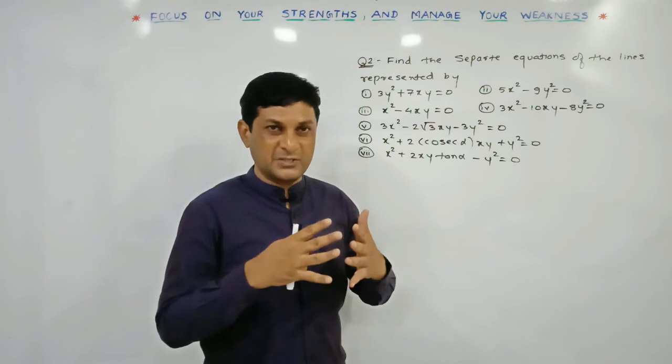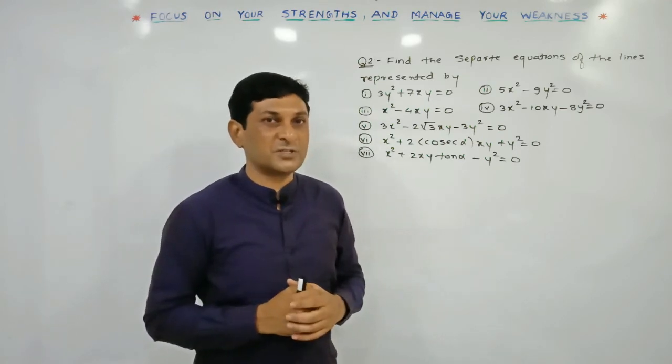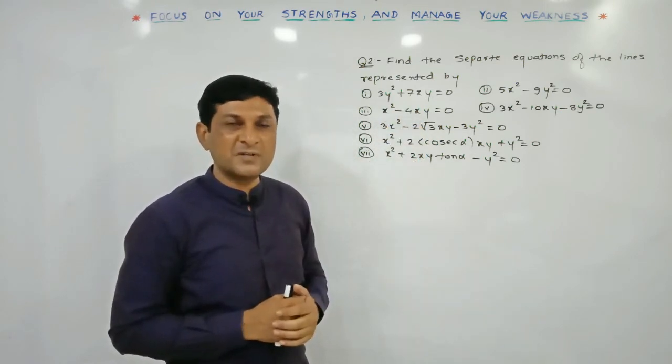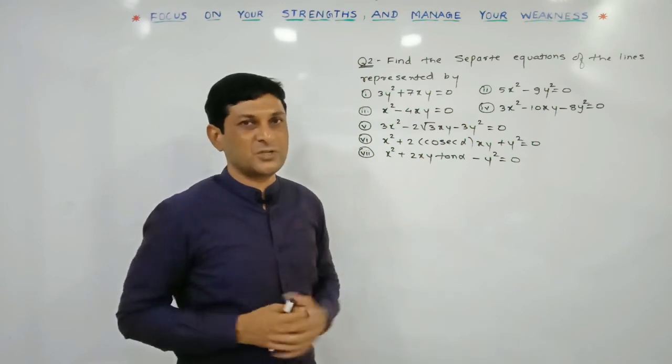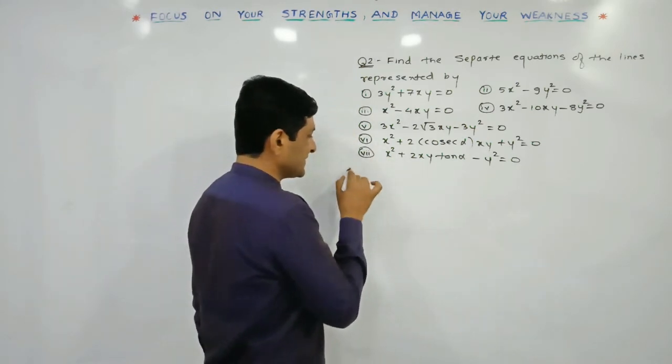These are the combined equations. Combined equation means by taking multiplication of two equations of lines we will get the combined equation. Here combined equations are given to us and we are finding separate equation of lines represented by this equation. So let us begin with the first example.